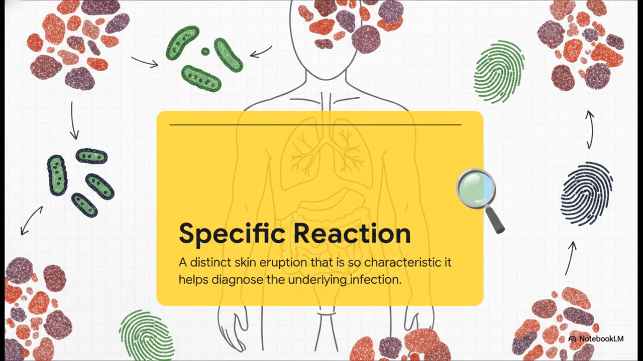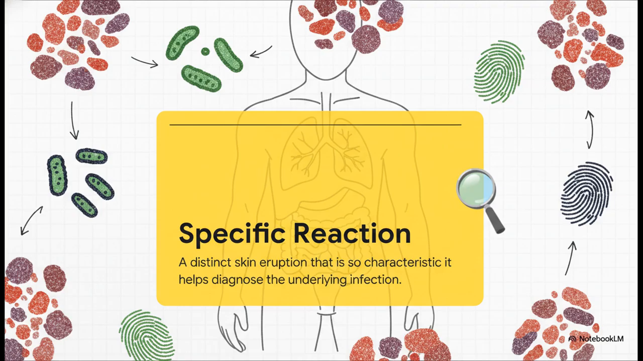This is called a specific reaction, for a good reason. The rash is so distinctive, it's like a diagnostic fingerprint. A doctor can often just look at the skin, recognize that specific pattern, and know exactly which bacteria and which toxin is causing the trouble somewhere else in the body.